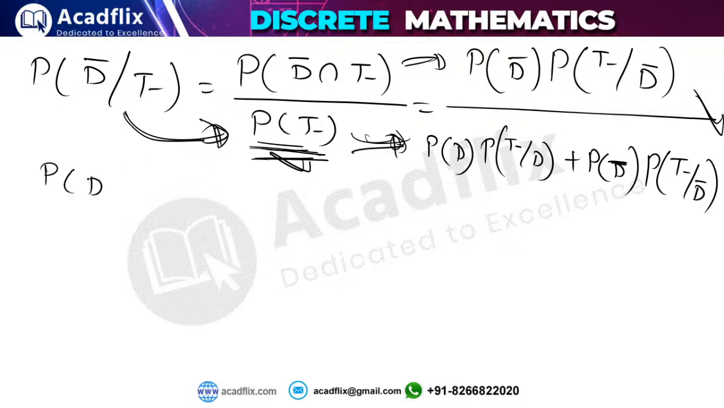What is PD bar? PD bar we already know. This is nothing but 1 minus PD. What is PD? PD is nothing but 1 divided by 10 to the power 5, because out of 1 lakh people only one person has the disease. So this is our 1 minus PD. What is P of T minus given D bar?